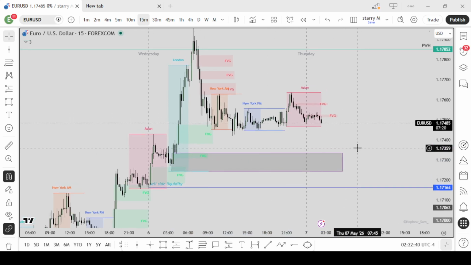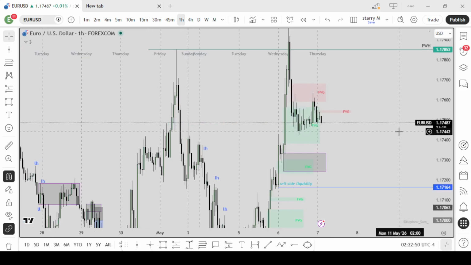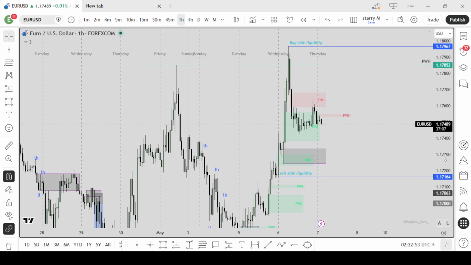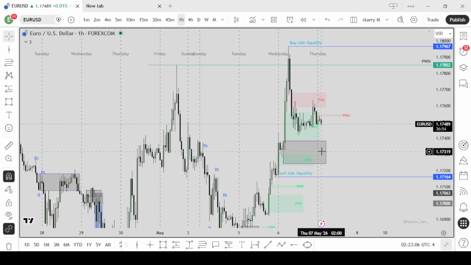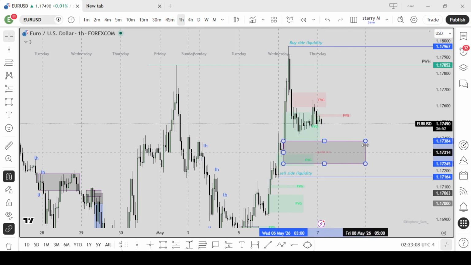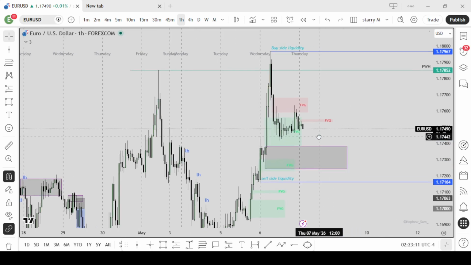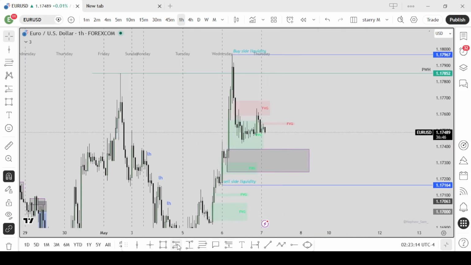We would expect reversals here on the EURUSD. We can even mark this on the 4-hour. We can use this on the 4-hour. And once price gets here, we'll go to the 5 minutes and wait for market structure shifts. We do not enter until the 5 minutes aligns with the 1 hour.